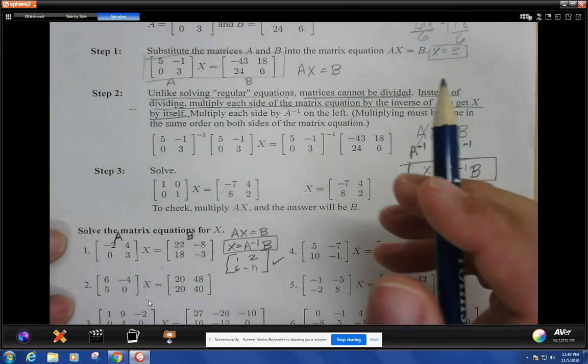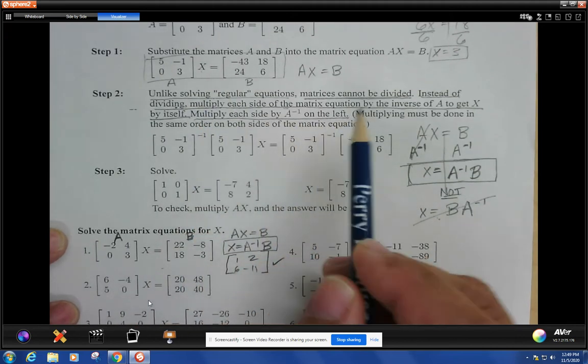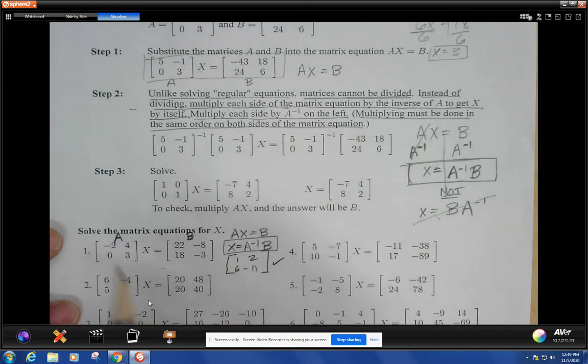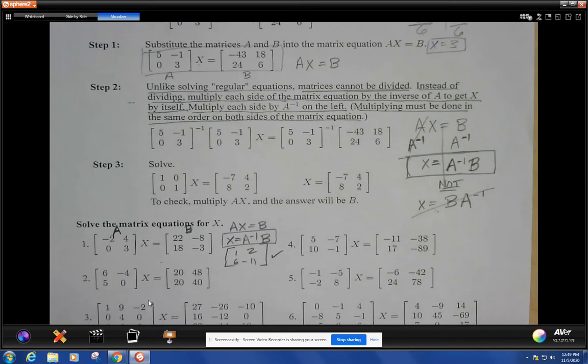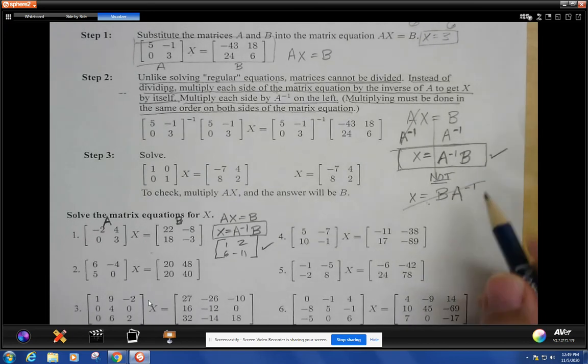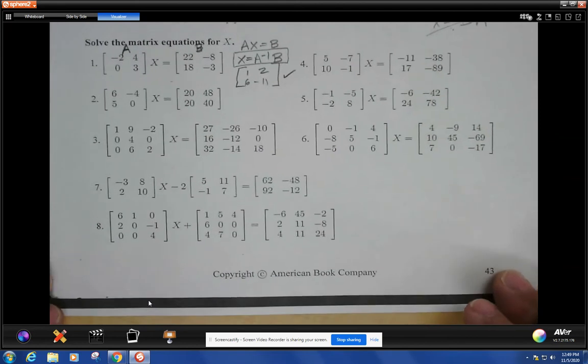So right here it says, multiply each side by A to the -1 on the left. Multiplying must be done in the same order on both sides of the matrix equation. So it is very specific to tell you, hey, you need to make sure you do it this way and not that way.